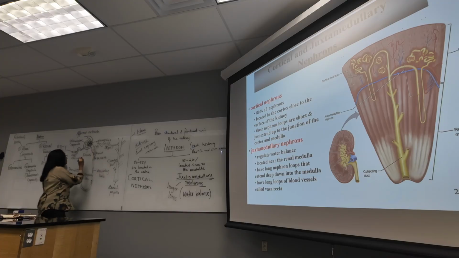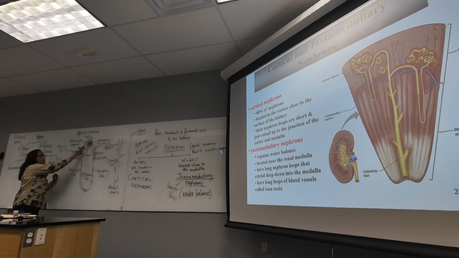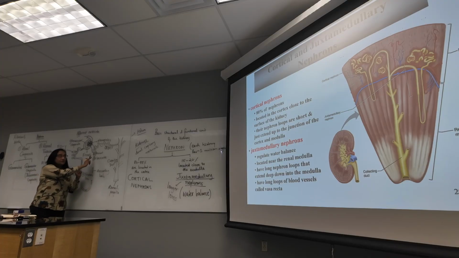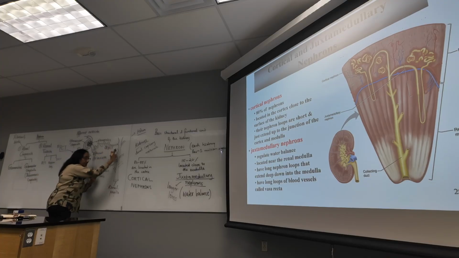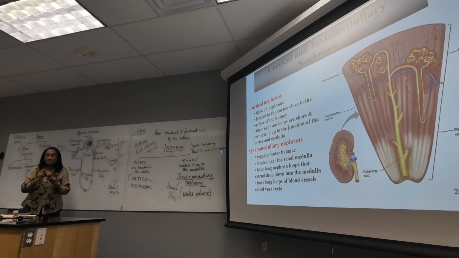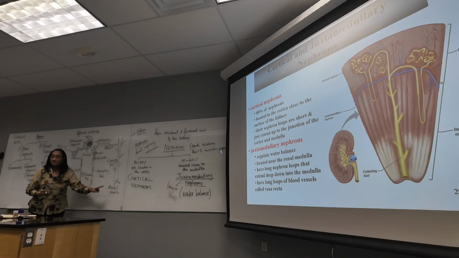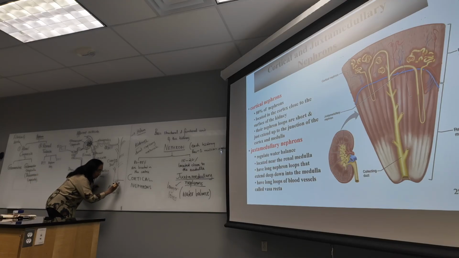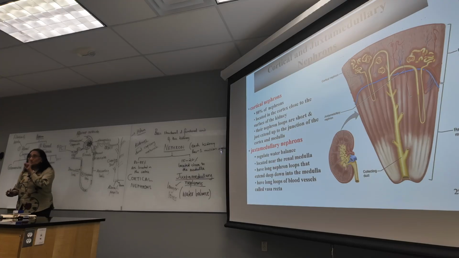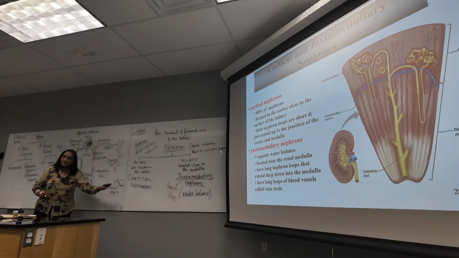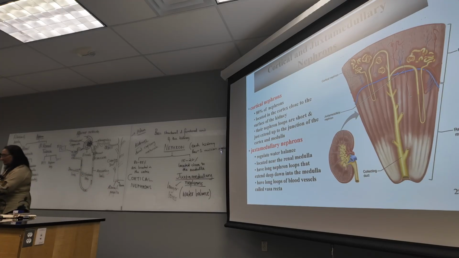And then it goes through PCT, descending limb, ascending limb, DCT, collecting duct. The moment the liquid emerges from this papilla, that is the point you call it urine. Because after that, no change is going to take place. It is just going to flow out of your body.